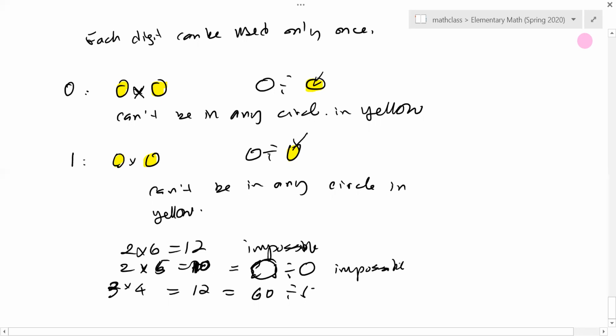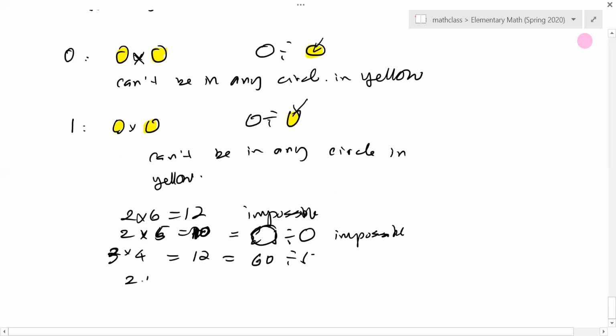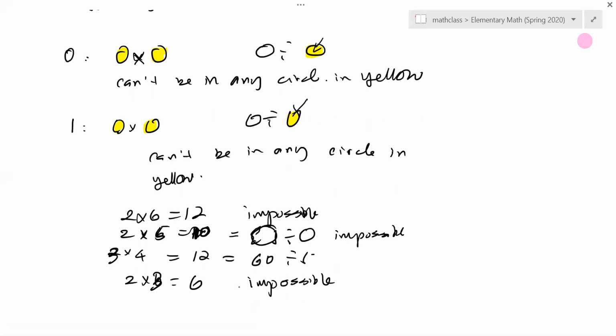2 times 3 equals 6. Then 2 times 3 is going to be 6. That's also impossible, it's easy to check. How many digits do you have left? You already used 2, 3, 6. Then you have 0, you have 5, you have 1. No matter how you do the combination, it doesn't work.